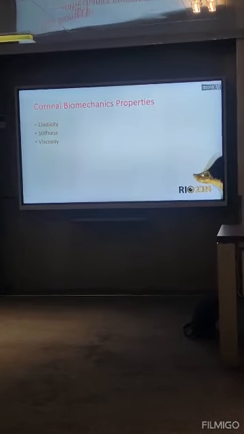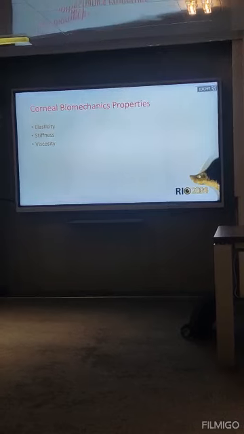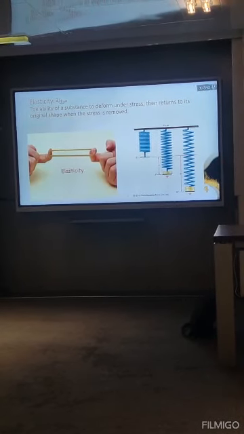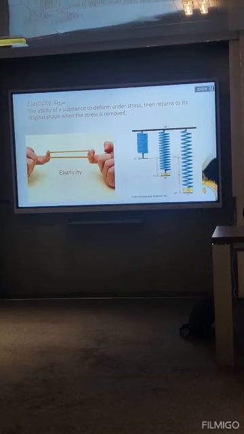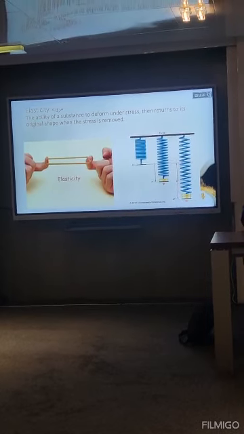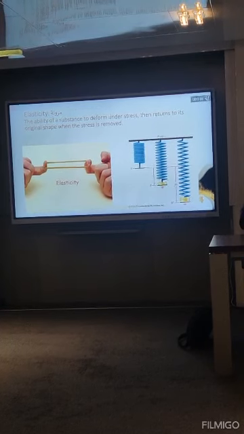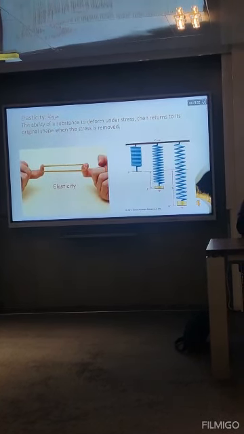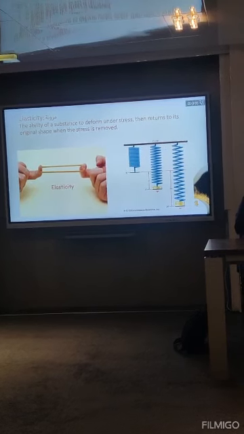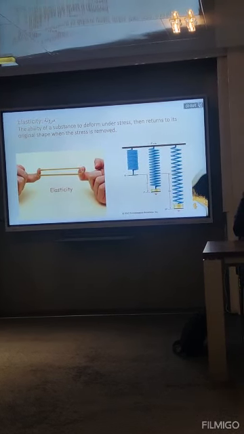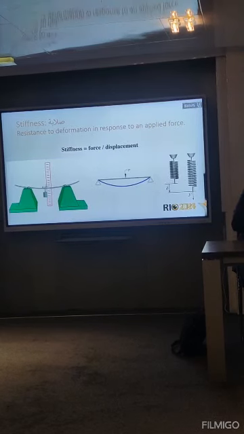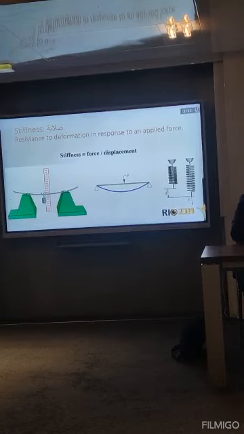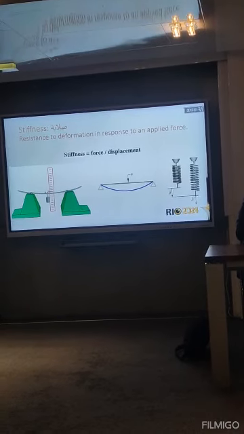What are the corneal biomechanical properties? You know, elasticity, stiffness, viscosity. Simply, elasticity is the ability of a substance to deform under stress and then return to its original shape when the stress is gone. For example, the rubber band, elastic: we stretch it, and then we remove the force, so it returns to its original form. The other thing is stiffness, resistance to deformation in response to applied force. For example, an iron bar like this one.